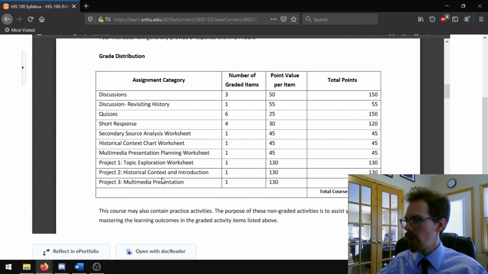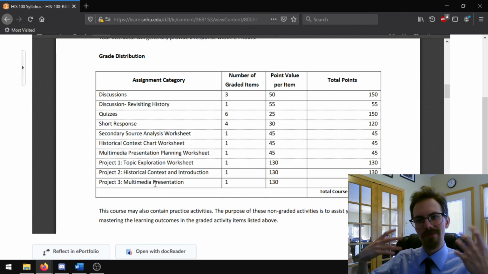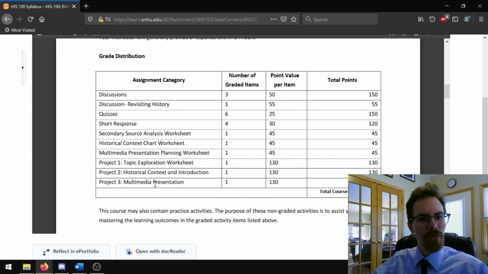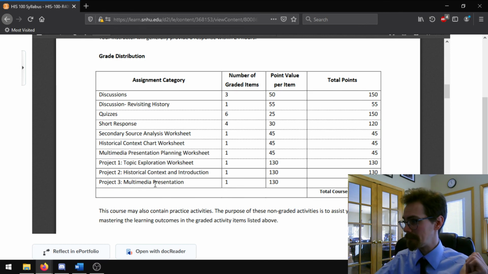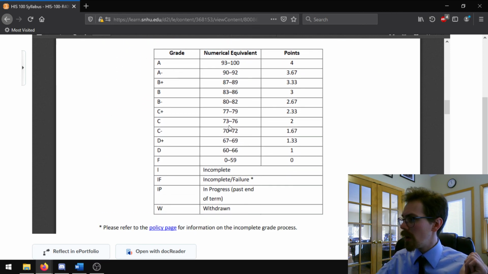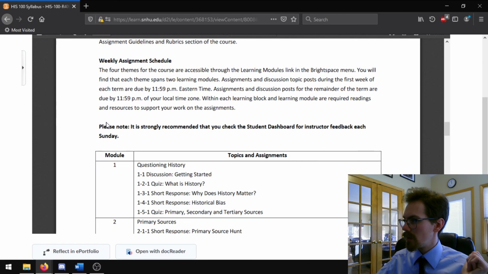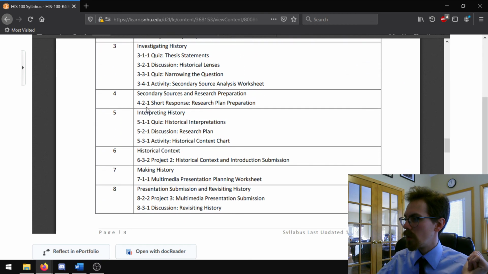And then the final portion of the class, Project 3, is a multimedia presentation where you'll be creating a PowerPoint or a Prezi type of presentation, submitting it to me as ways to show how history is not so much about just regurgitating facts, but telling stories, and telling stories through different lenses of analysis. Our standard grading system, and then our course schedule.